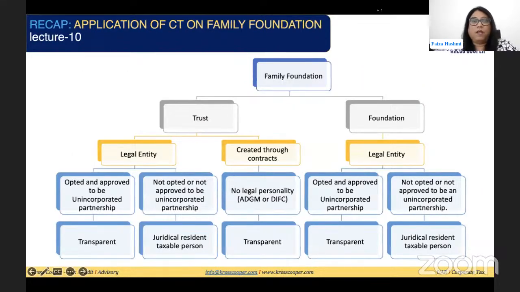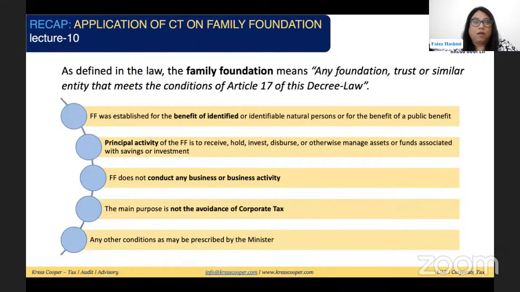Then we had discussed the corporate tax application on the family foundation, on trust and foundation. Again, it depends on whether it's a legal entity or unincorporated, created through contracts. If it is a legal entity, and it has opted and been approved to be treated as an unincorporated partnership, it will be treated the same, transparent. If it is not opted or not approved like an unincorporated partnership, then it will be like a normal company and treated as such. If it's created through contracts, unincorporated, and it has no legal personality, again, it is going to be transparent and treated the same way. And for foundations, it is also the same. Here we had discussed in more detail the family foundation, what it means.